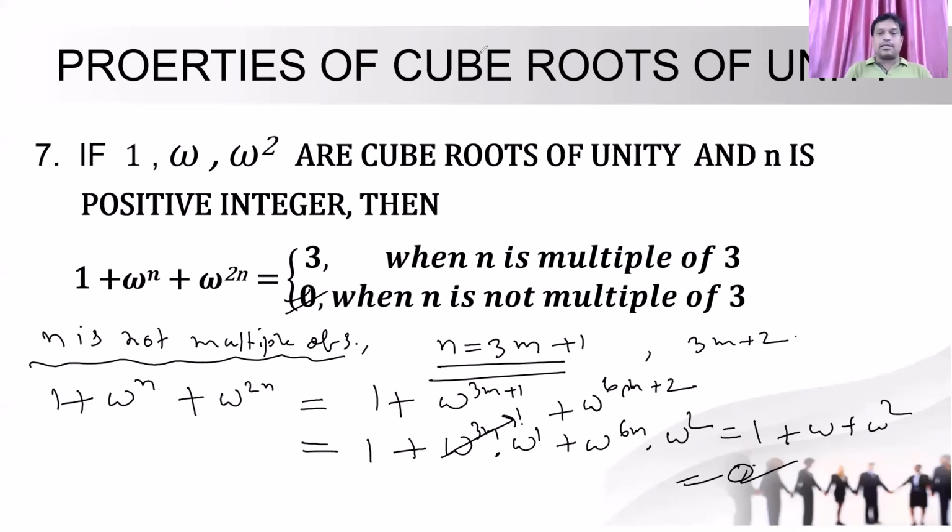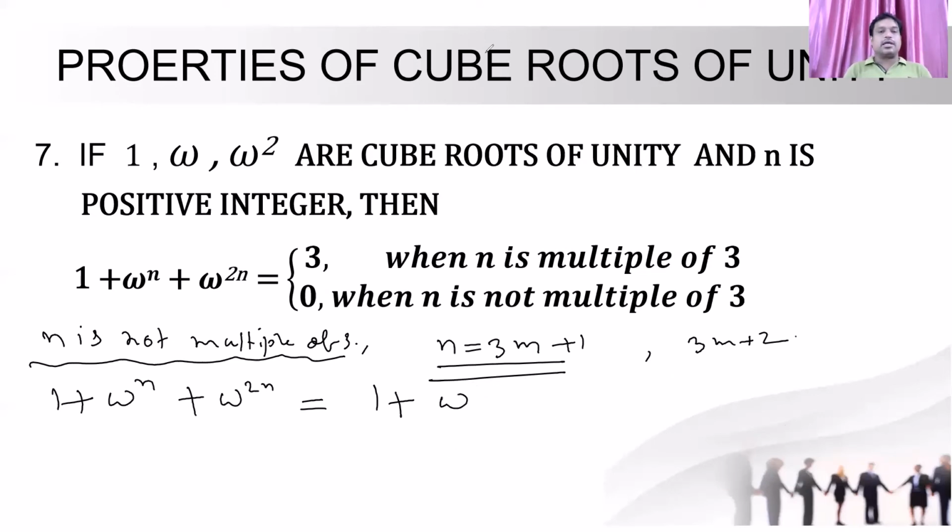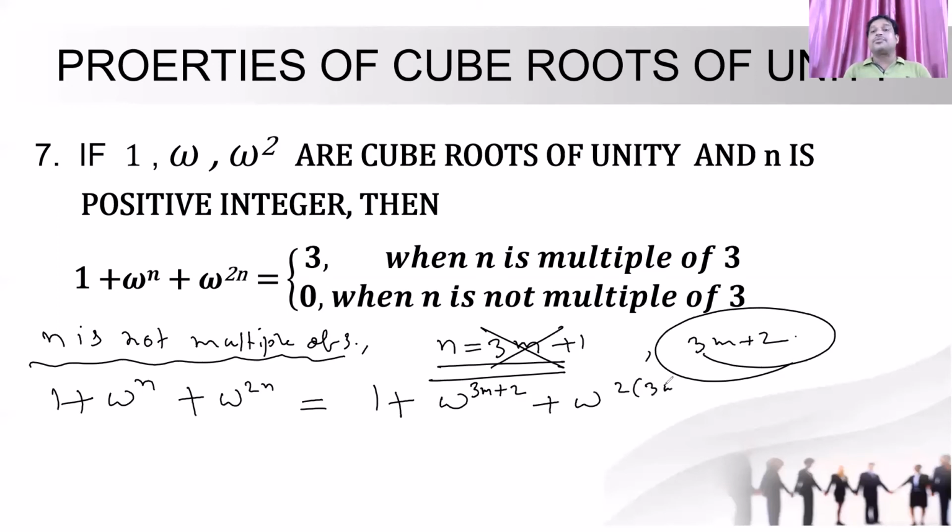If we take 3m plus 2, then what happened? We'll check it. Now we are taking 3m plus 2. In place of n, we are writing 3m plus 2: 1 plus omega to the power 3m plus 2 plus omega to the 2 into 3m plus 2. Directly I will write omega square because I have already discussed it. So plus omega to the 2 into 3m, that is 6m, plus 2 into 2, that is 4.